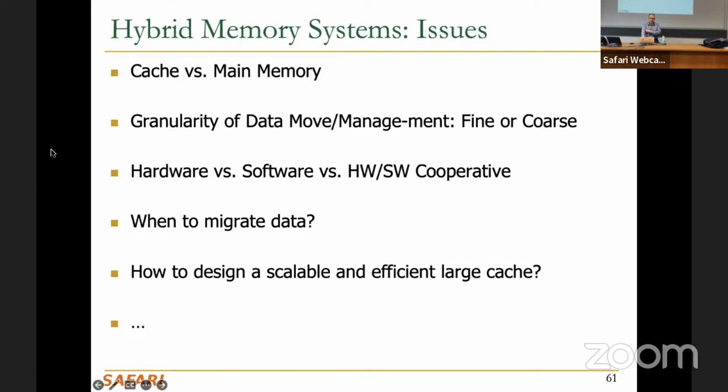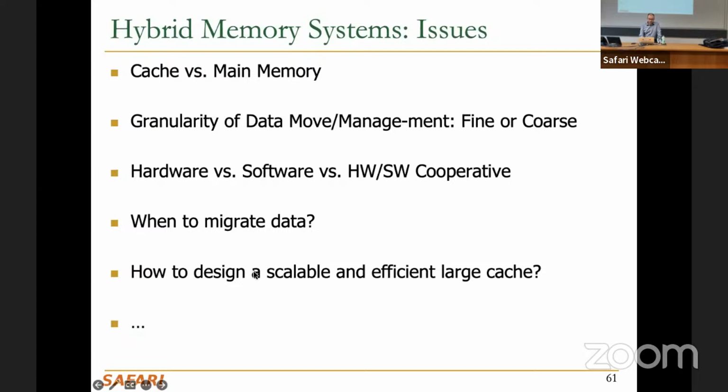Of course, as I said, there are many questions or challenges to address, like are we designing it as a cache versus main memory, as I discussed? What should be the granularity of the data movement or management? Should it be fine grain or coarse grain? Should it be hardware control, or software, or hardware-software cooperative? As you can guess, probably it should be hardware-software cooperative. When to migrate data, because migration is always costly. So when to schedule it, essentially.